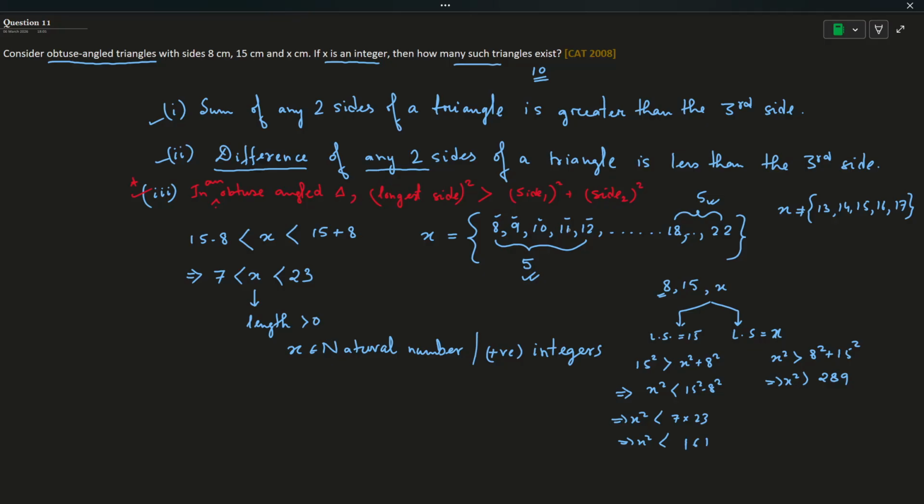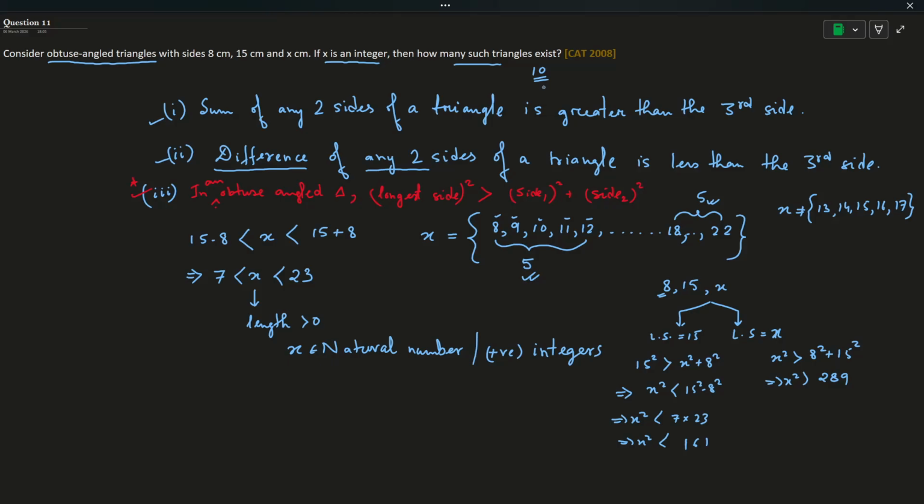x can be 8, 9, 10, 11, 12, or it can also be 18, 19, 20, 21 or 22. So there are 10 possible values of x for which the given triangle will be an obtuse angle triangle. Alright, so there are 10 such triangles.